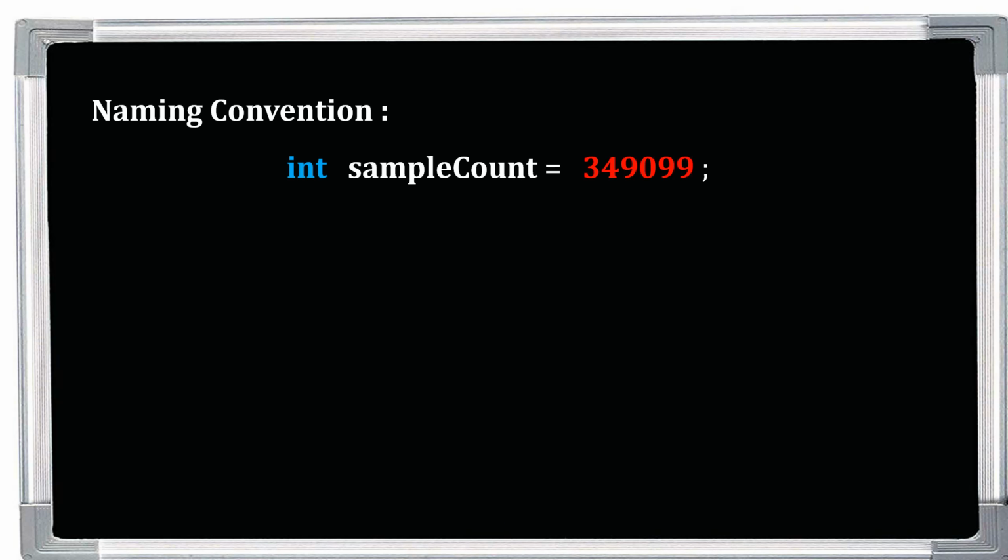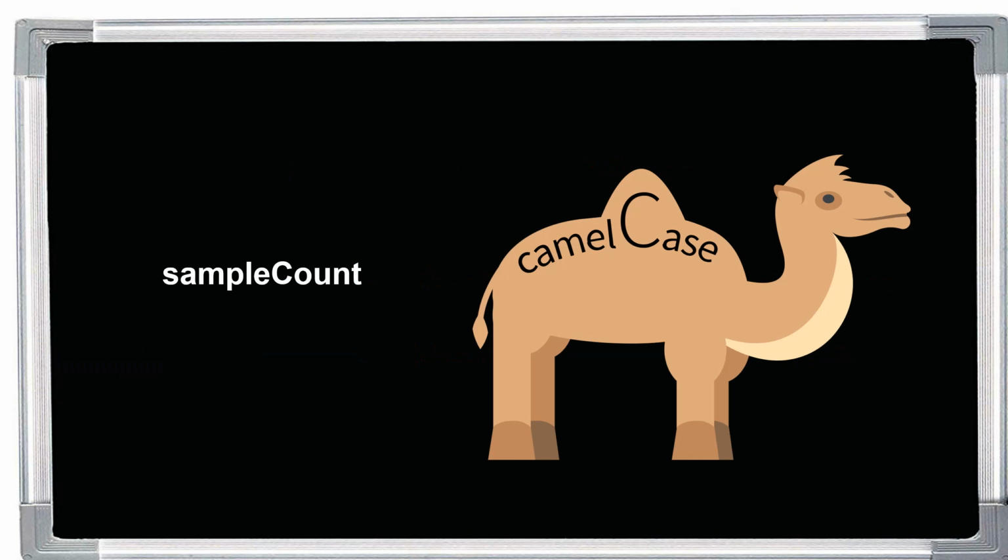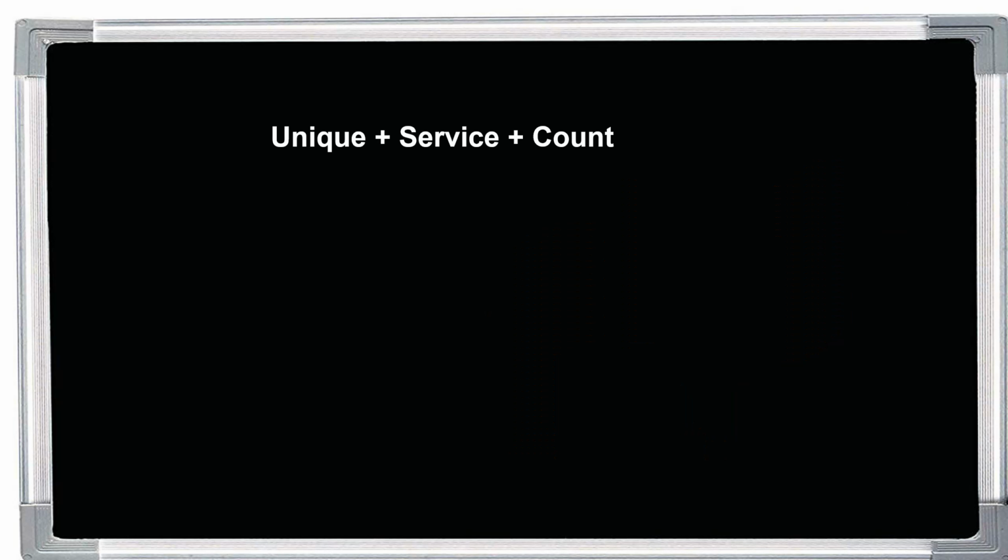In this statement, int represents the data type, so it is supposed to be in lowercase. When it comes to sampleCount, that is a variable name, which is an identifier, and it should be named using camel case. We call this camel case because it resembles the hump of a camel. For example, if your variable name is a combination of more than one word, then the first letter should be in lowercase and the following words can maintain init cap.